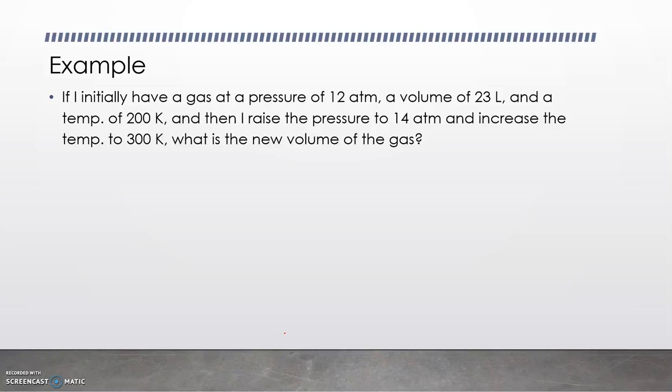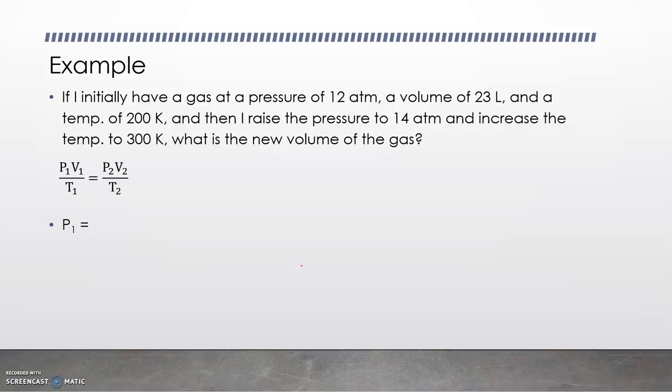So, first let's identify each of these variables. We have our equation, we need our initial pressure, P1, our initial volume, V1, our initial temperature, T1, as well as our pressure, volume, and temperature after we have changed, which is P2, V2, and T2.